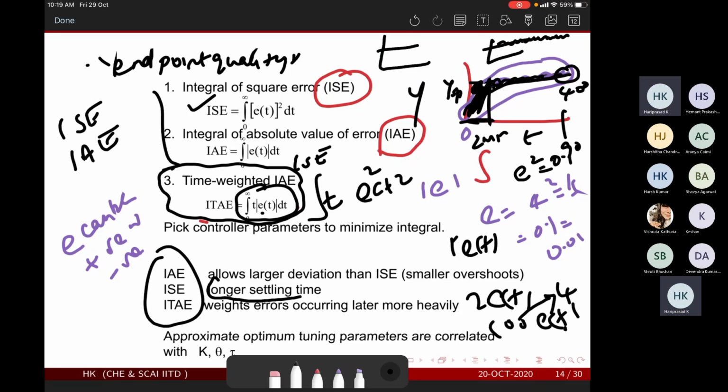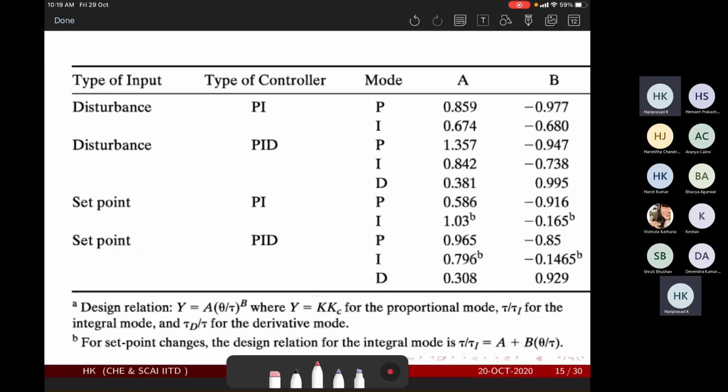So when you really look at the final response, you might not see a fine response. You might see there is some variability here. Why? Because this error, when squared, becomes much smaller. So ITAE is like a compromising business. It weights later errors more: initially you are allowed to make mistakes, and later you are not.